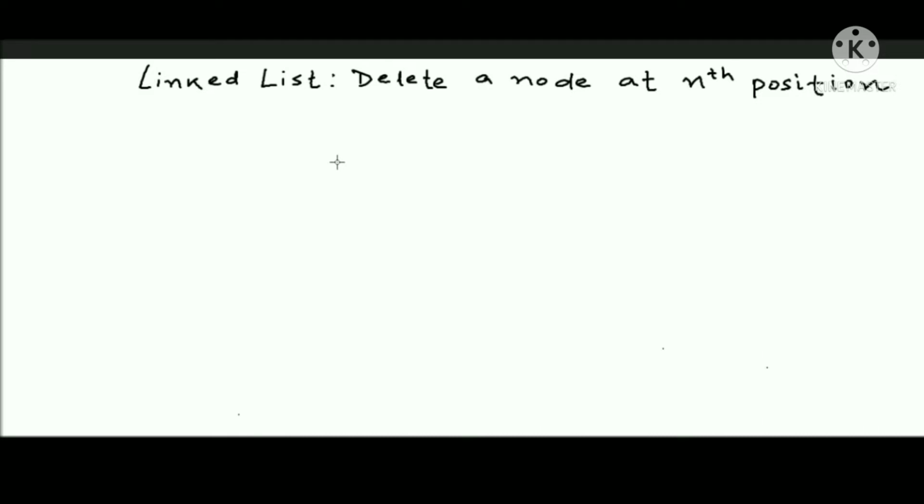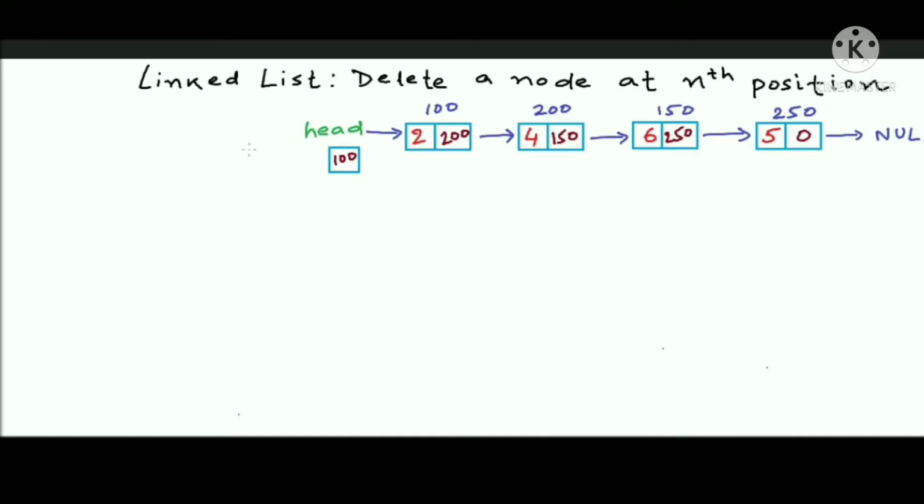In the previous lesson, we wrote a program to insert a node at the nth position or a given position in a linked list. Now, in this lesson, we will write a program to delete a node at any given position in a linked list. So once again, I have drawn a linked list here. We have 4 nodes in this list at addresses 100, 200, 150 and 250 respectively.